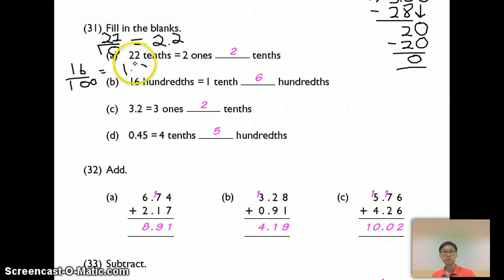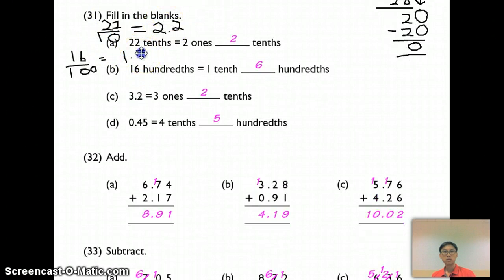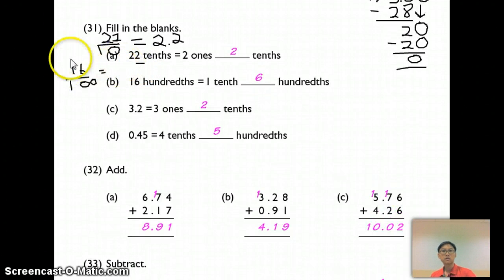Sorry, wrong. Is actually, let me delete this. Okay. This is actually 0.16. Yeah. So this is 1/10. This is 600th. So you do the same.